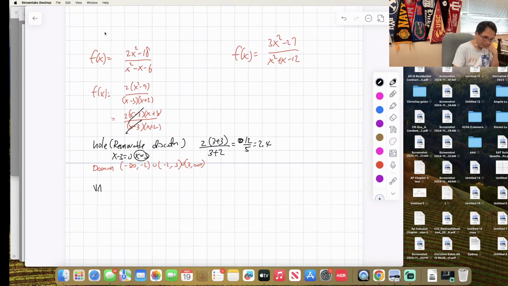Is there any vertical asymptote here, or any x-intercept here? Is there any x-intercept? -3 is correct, because x plus 3 equals 0, set the numerator, and x equals -3. So it'll be (-3, 0) rather than -3.